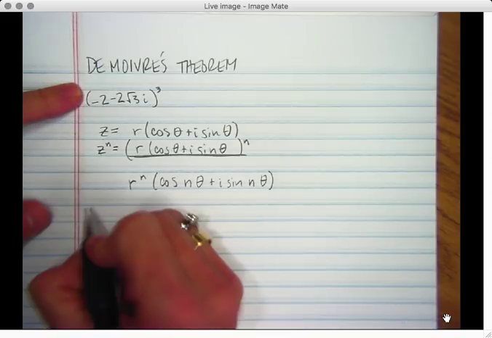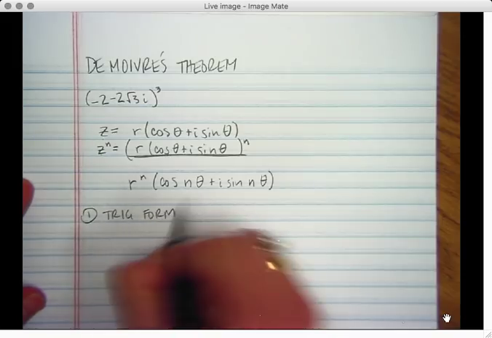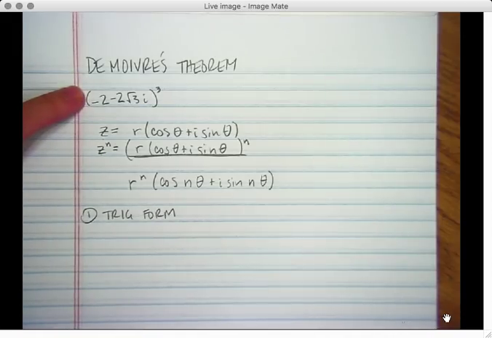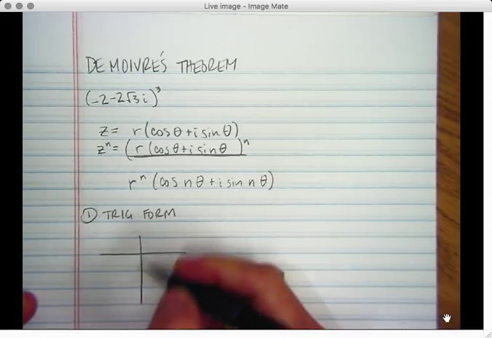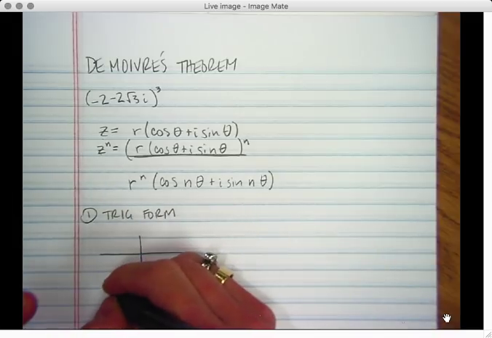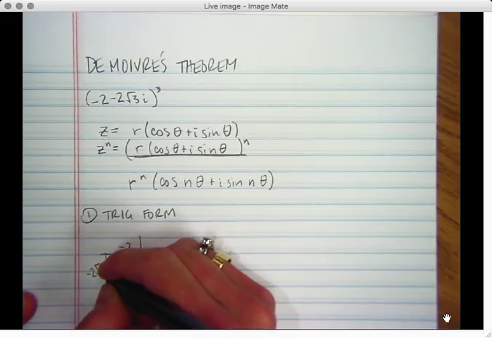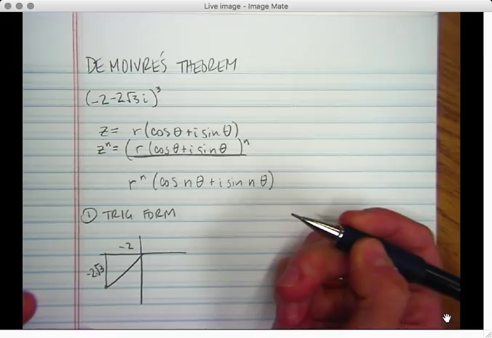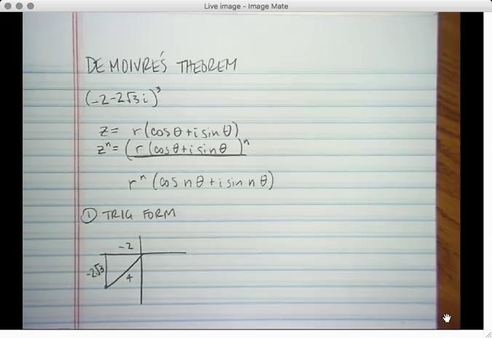So step number 1 is you're going to write it in trig form. You will be given the problem in standard form, right? Normal complex form, a plus bi, like you're used to. But I want you to write that problem in trig form. So let me draw a very quick little picture. I know that that dot, that location, is in the third quadrant. This is -2. This is -2 rad 3. And if I figure out that radius, I'm pretty darn sure that's a 4. And again, you can figure that out for yourself. We've done it before, but the radius there is 4.